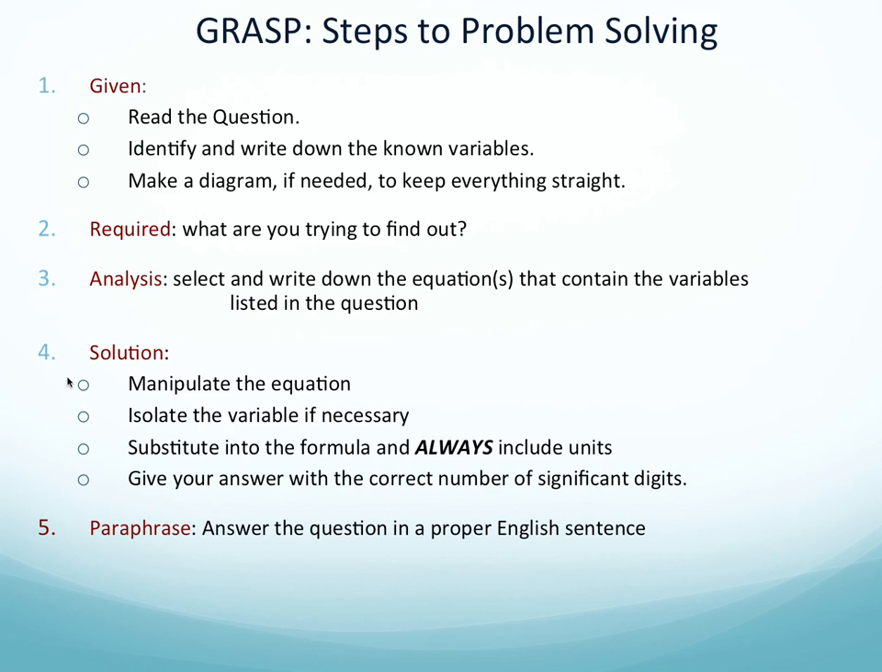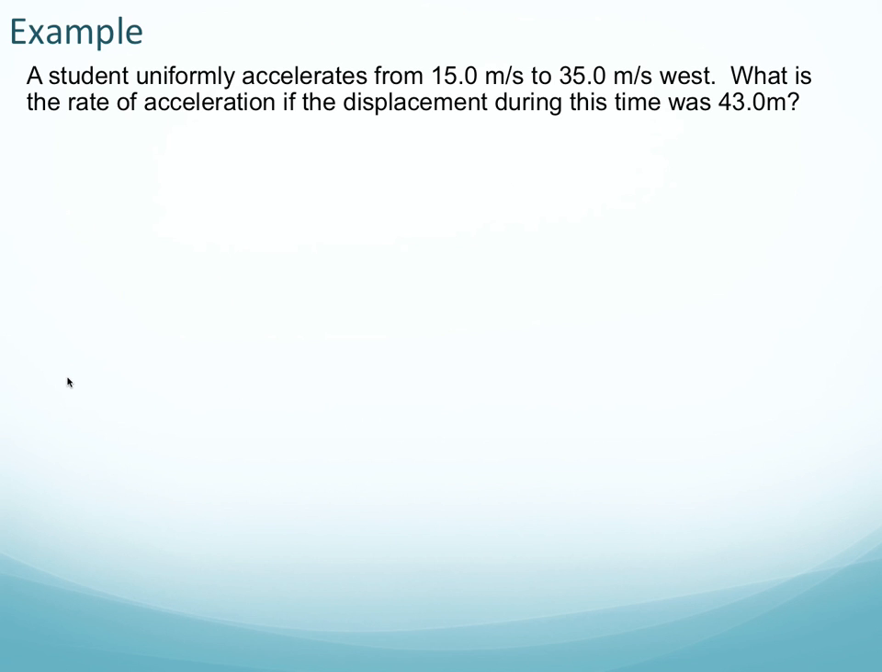So let's take a look at an example to see exactly how we do this. For example, we have a question that says a student uniformly accelerates from 15 meters per second to 35 meters per second west. What is the rate of acceleration if the displacement during this time was 43.0 meters?